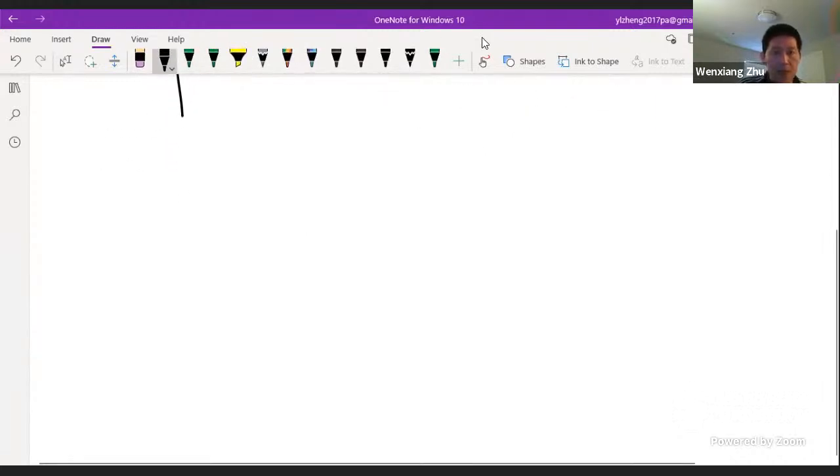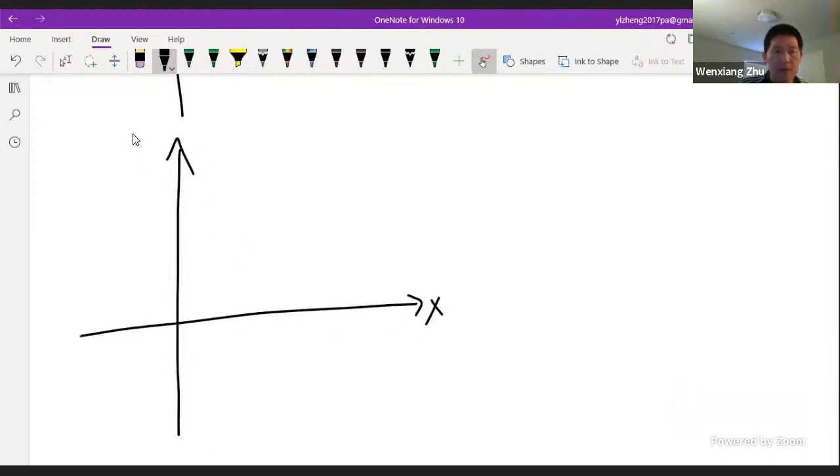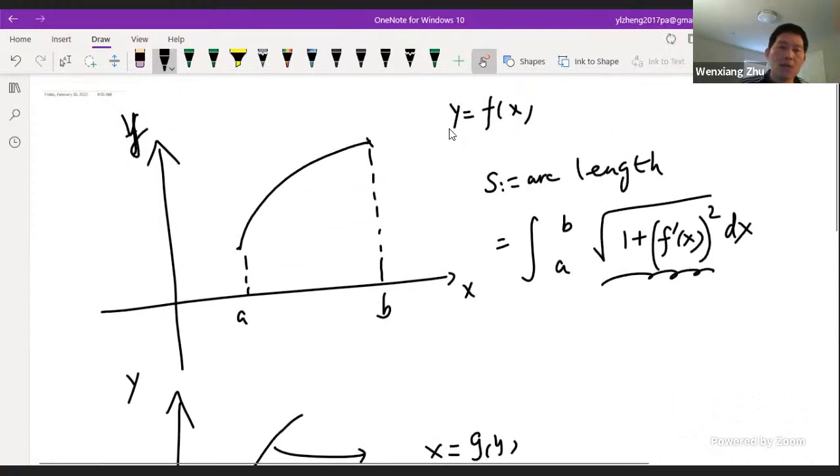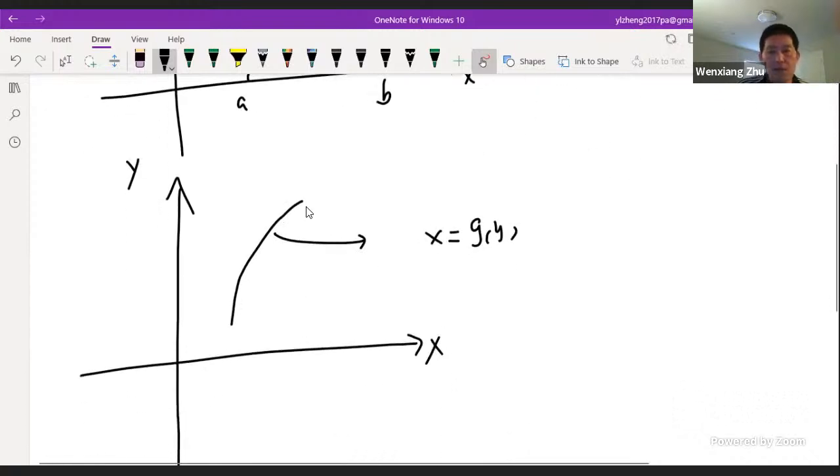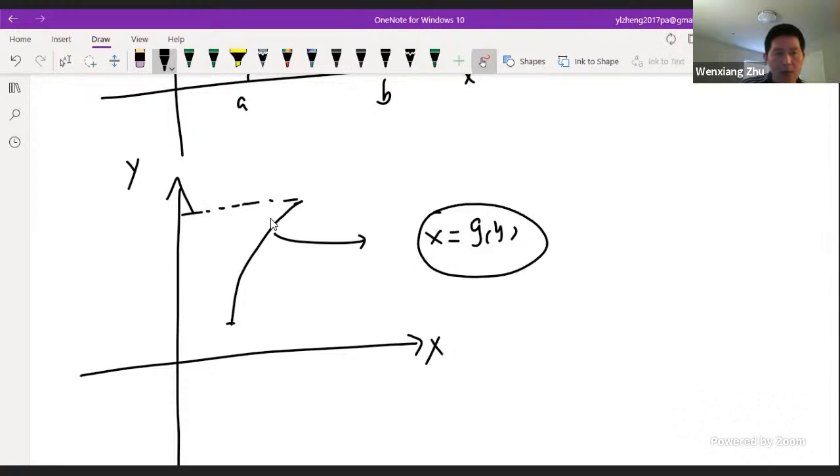We need to talk about the next case: what if you are given a curve like this one, the vertical curve? Now, for this function, what you're given is x equal to g of y. You see the different descriptions. The first one is y is a function of x. Now for the second case, x is a function of y. That is more convenient for you to describe the curve. And your y goes from c to d. How do we get the arc length?